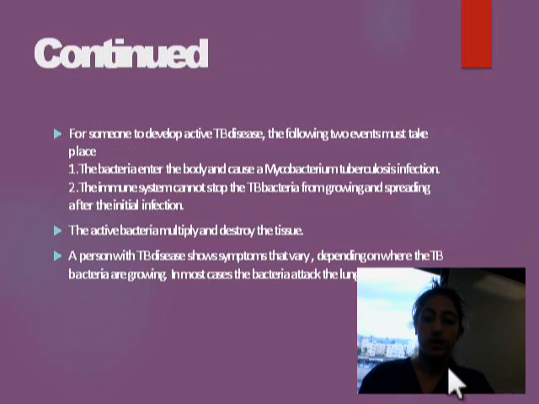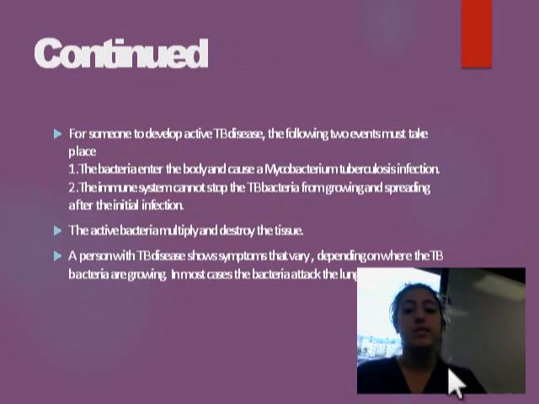They're carriers, exactly. And for someone to develop active TB disease, the following two events must take place. The bacteria must enter the body and cause Mycobacterium tuberculosis infection, and the immune system will not be able to stop the TB from growing and spreading after the initial infection. So if you have a weak immune system, you can definitely get the TB disease. And the active bacterium multiply and destroy the tissue that it's affected.